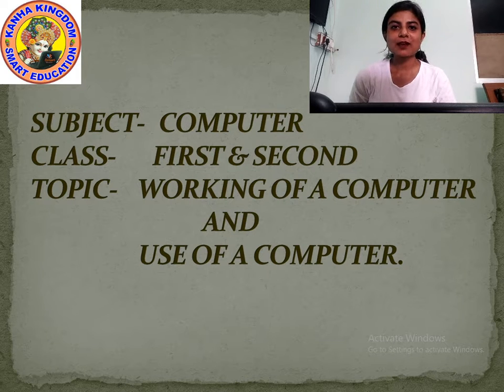So students, today we will start with another new topic. Today we will learn about working of a computer and use of a computer.